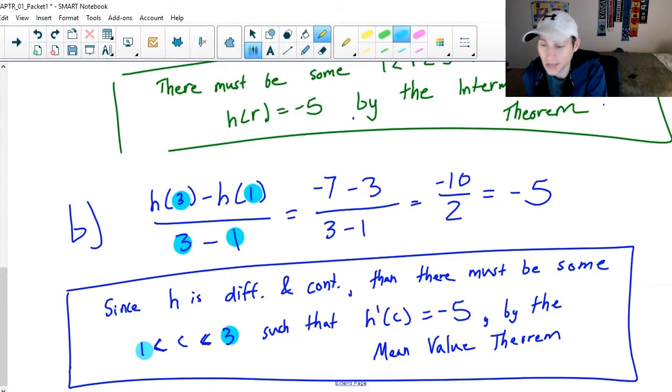Note that the question specifically asked us about the bounds, right? Some c between 1 and 3. That's why those are the values that we use to find the slope, right? The average rate of change, h of 3 minus h of 1 divided by 3 minus 1. It's because those are the bounds that the question asked for. The question specifically asked, does there exist some number between 1 and 3? So that's what we used.